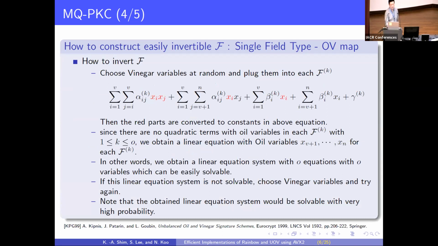If we want to invert F, choose vinegar variables at random and substitute them into each f bracket k, then the red parts are converted to constants in this polynomial.